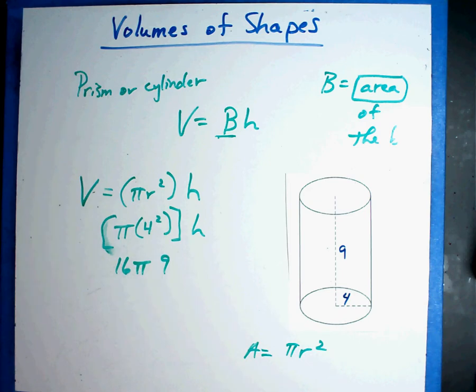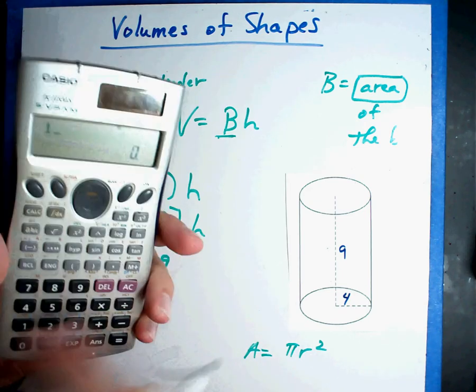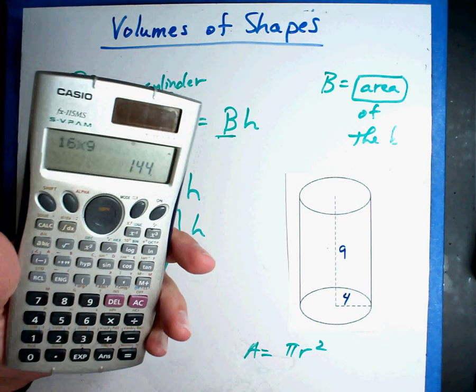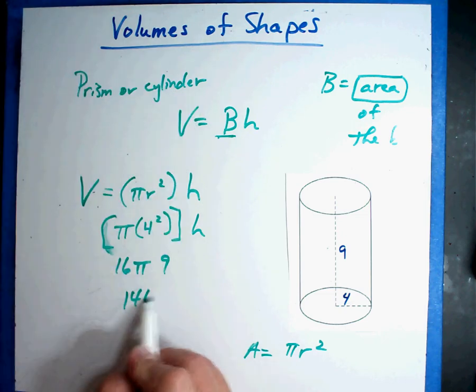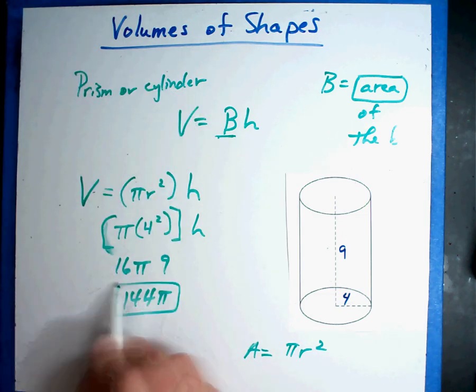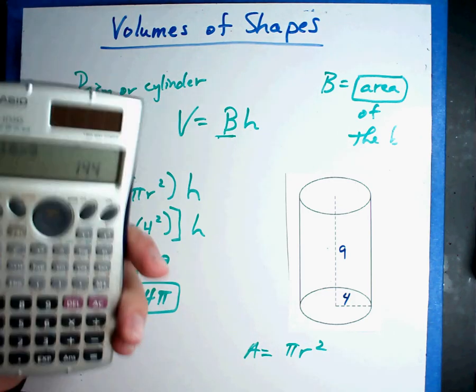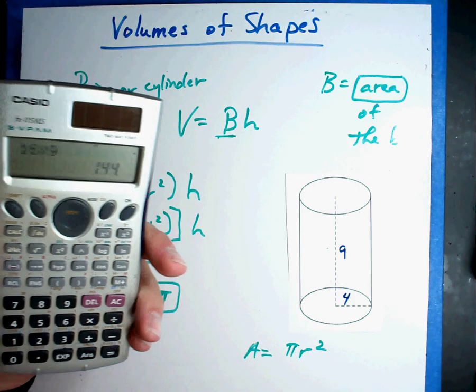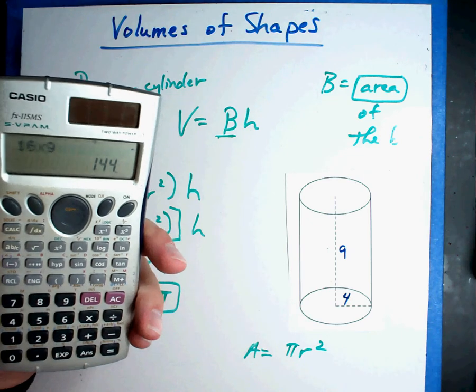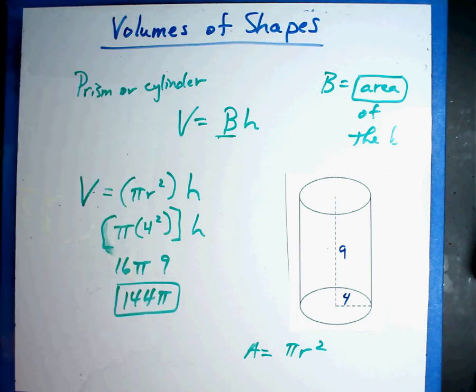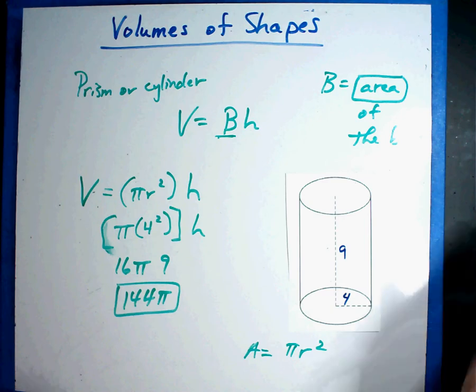Now I'm going to grab my calculator because I want to make sure I get 16 times 9 right, which is 144 pi. These aren't very difficult to use. You just have to plug numbers in. Use the calculator that they give you on the test so that you get the right answers as you go along. So that's how you do the volume of a prism or a cylinder.